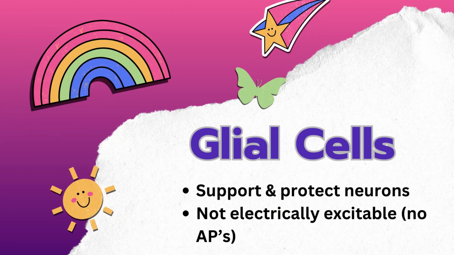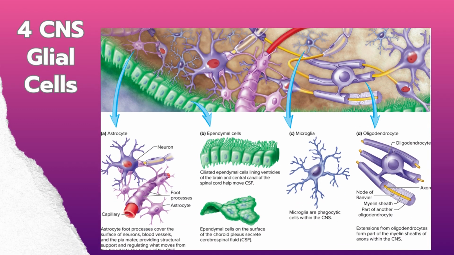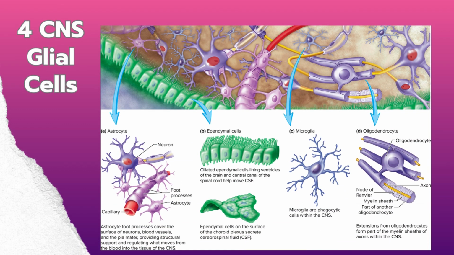The second type of cell in the nervous system is the glial cell. These cells support and protect neurons. They are not electrically excitable, so they do not conduct action potentials. There are 4 glial cells in the central nervous system: astrocytes, ependymal cells, microglia, and oligodendrocytes. We will learn more about each of these.